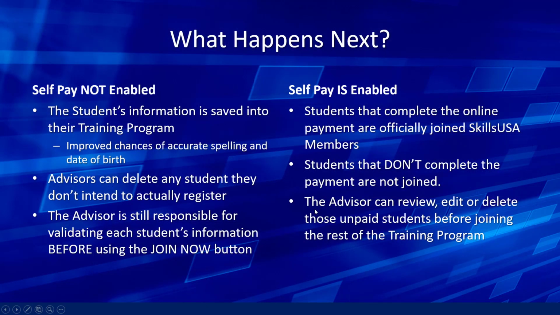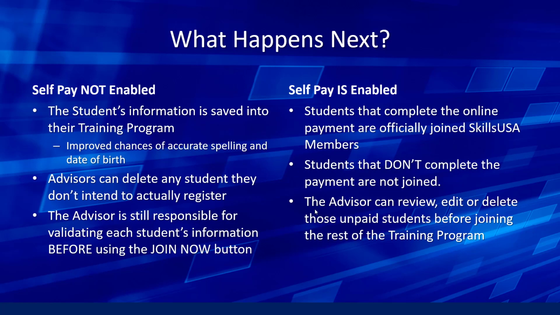So what happens next? If self-pay is not enabled, the student's information is saved in the training program. You get the benefits of having the student type all this information in themselves, their current accurate spelling of their name and their date of birth. The advisor then has the opportunity to update or adjust any of that information or delete students. If the advisor sees a student in there that's not part of their class, maybe the advisor can delete that person before they submit the training program. But in that scenario, the advisor is responsible for validating that information before the advisor clicks the Join Now button, just like you've always done. And an invoice will be created.